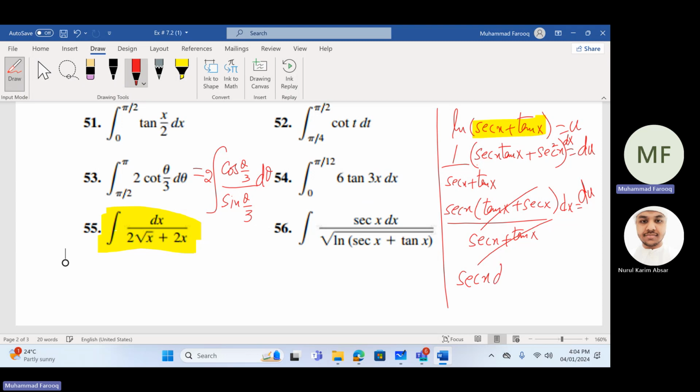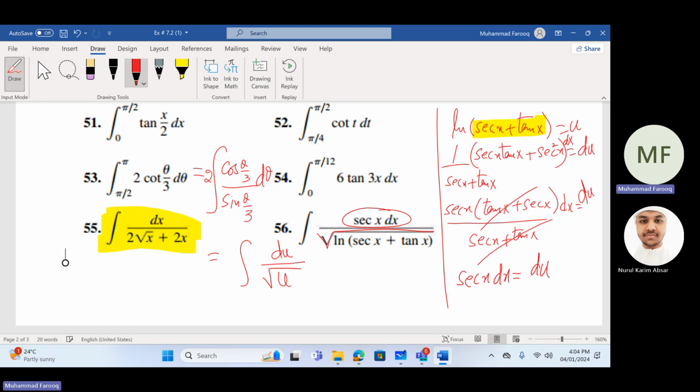secant x dx, which is equal to du. Now, do you have secant x in your question? Yes. Good. So after making the substitution, my question becomes: secant x dx is du, divided by ln secant x plus tan x, which is u, and don't forget it has a square root.